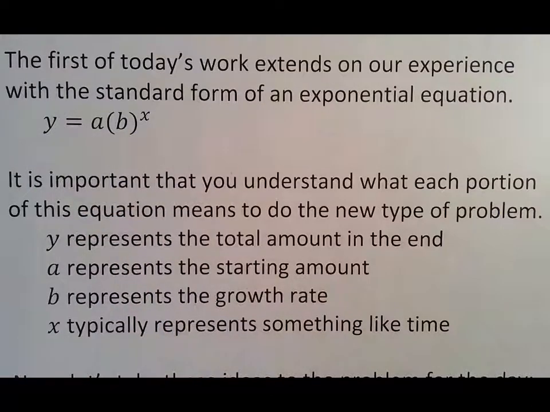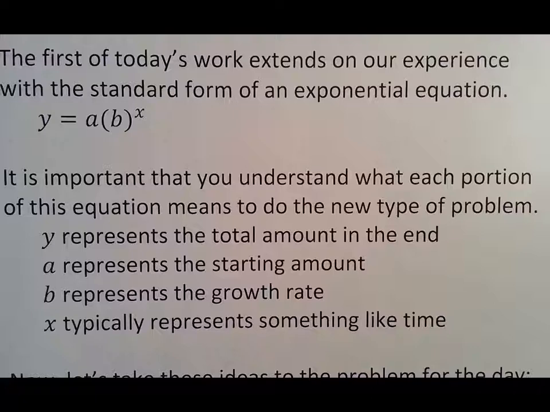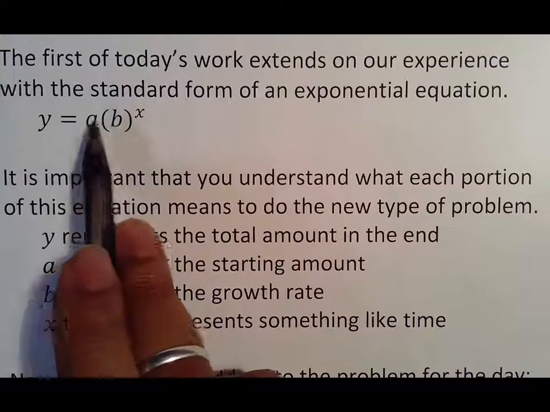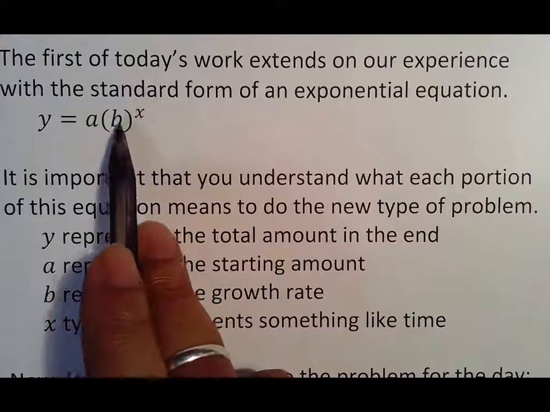Again, A is your starting point, B is your growth rate, X is typically time, and Y is your total. So what we're going to do is take this to a new problem today that's going to force you to understand what all those things mean, because you're going to need this to figure something out. In the problems that you had before, they gave you A and B. In the problems today, they're going to give you Y, A, and X, and you're going to find B and then plug it back in.